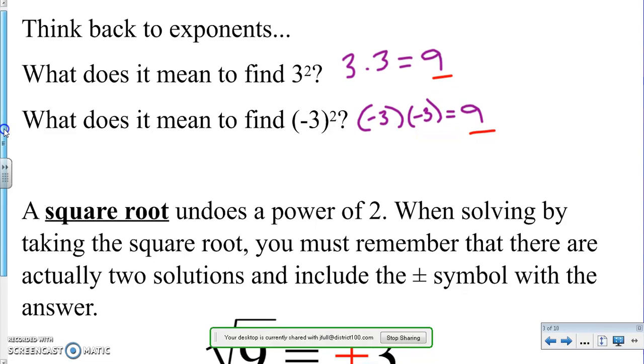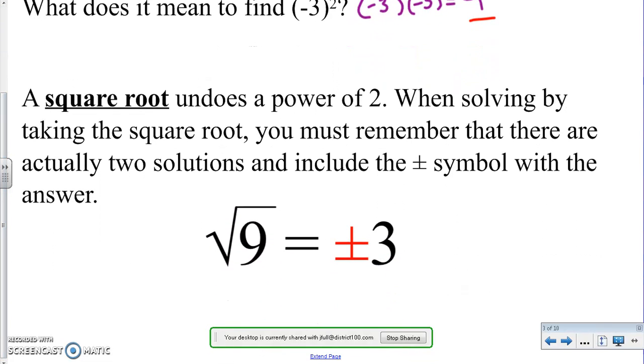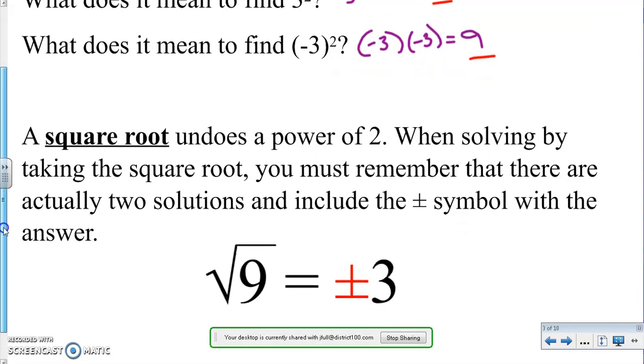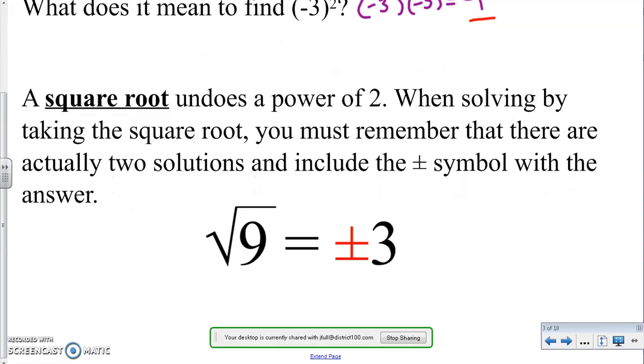Keep that in mind. Okay, so a square root undoes a power of 2. When you solve by taking the square root, you need to remember that there are actually 2 solutions. Okay, so go back to this. The square root of 9 is going to be positive 3 and negative 3, because if I square positive 3, I get 9. If I square negative 3, I get 9. So when you solve by taking square roots, you need to remember something called the plus or minus symbol. So the square root of 9 is actually positive and negative 3.